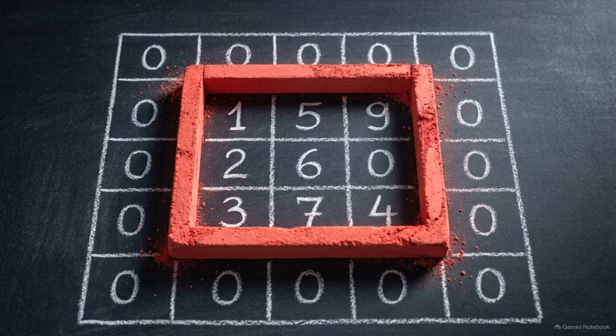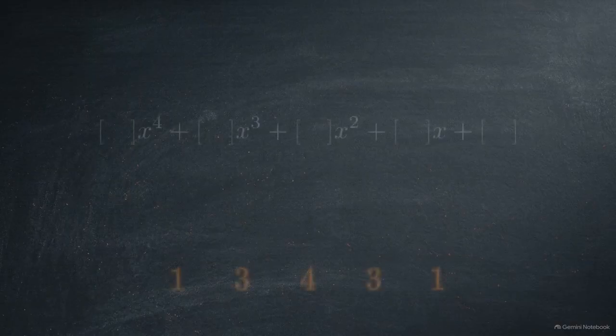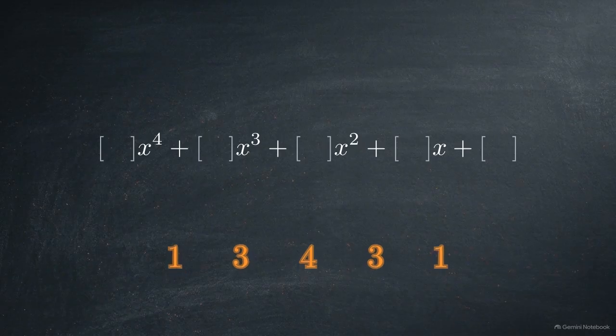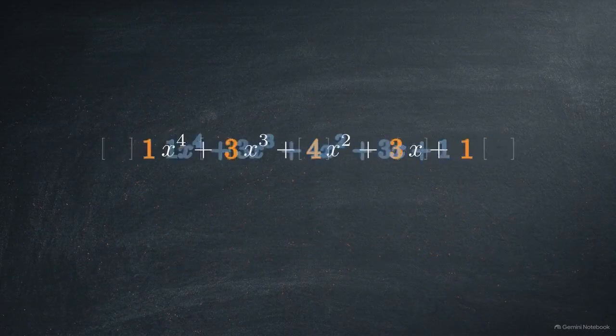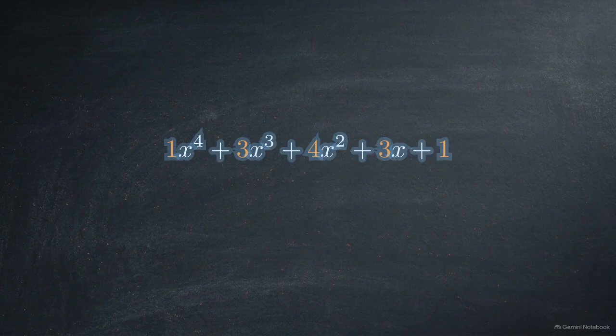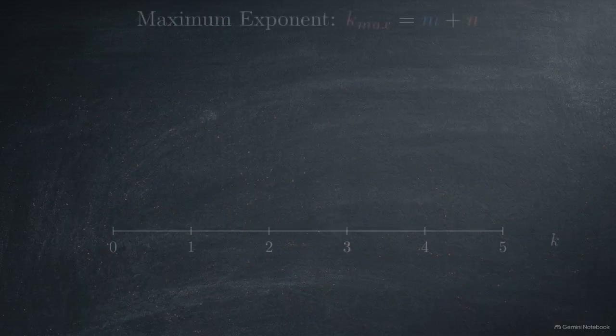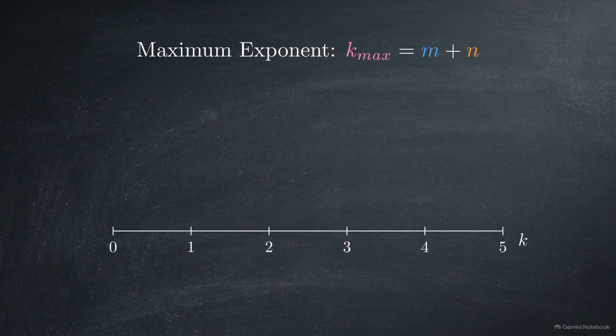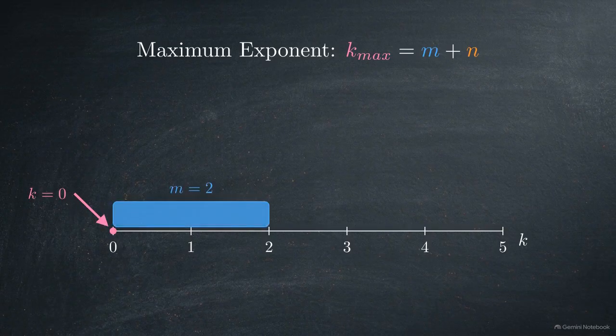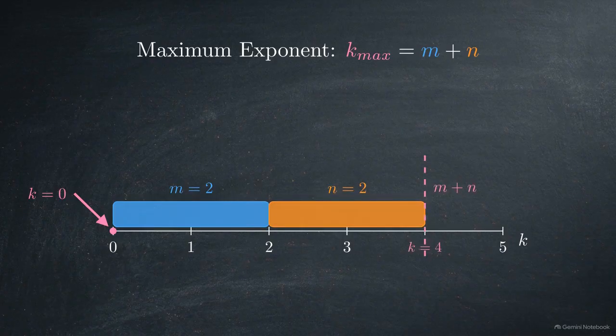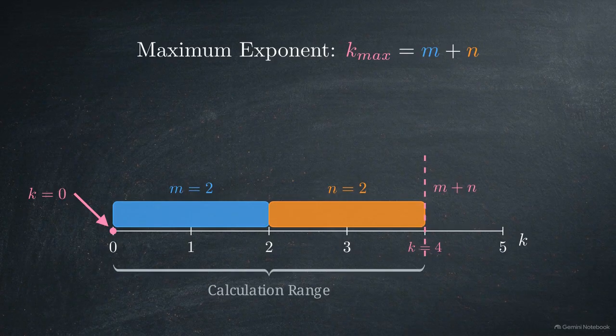Zero padding acts as a mathematical filter, safely aborting impossible combinations without breaking the continuous computational loop. We gather the outputs from the loop, 1, 3, 4, 3, 1, and map them back to their corresponding exponents to construct the final product. This loop is automated, but we must define exactly when it knows to terminate. The algorithm's bounding limit is the maximum possible exponent. The index k runs from 0 up to a ceiling of m plus n. For our quadratics, with degrees of 2 and 2, the loop correctly terminates at 4.